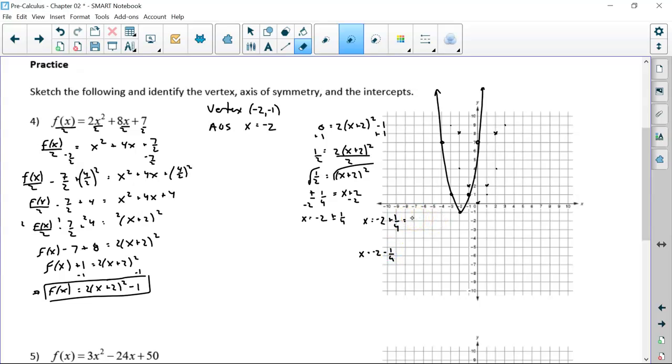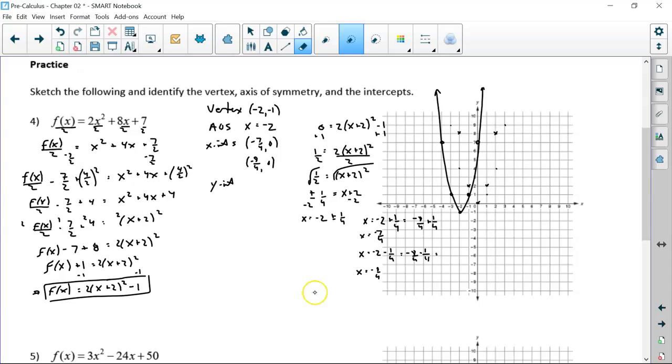Now we need a common denominator of 4. So we have negative 8/4 plus 1/4. That would give me x equals negative 7/4. Then we have negative 8/4 minus 1/4, which is negative 9/4. So my x-intercepts are at negative 7/4, 0, and negative 9/4, comma, 0. Those are my two x-intercepts.